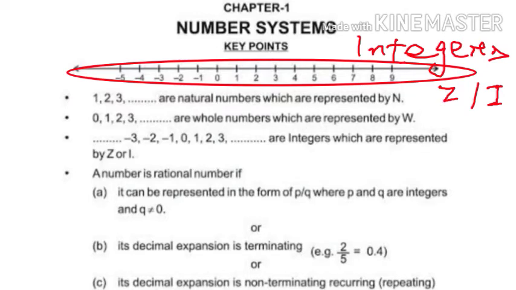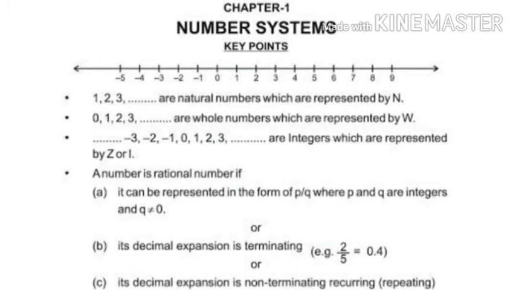That means till now whatever we are seeing in the number line, this -5, -4 up to 0 and then 1, 2, 3 up to infinity, all are called the integers. That is represented by Z or I. Then again, these can be divided into rational and irrational numbers. So rational numbers, this is the main topic of our number system in this class.